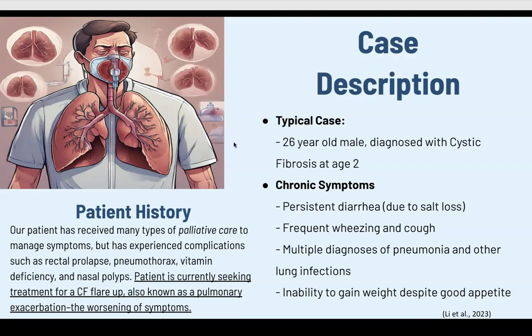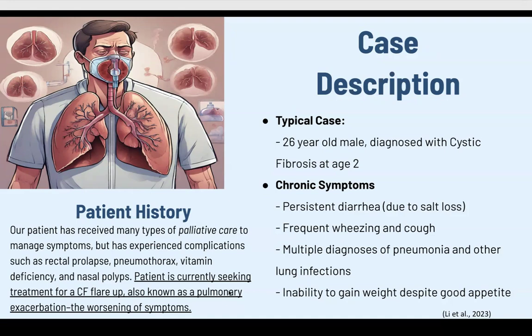So, a typical case, here is our man with cystic fibrosis. A 26-year-old male diagnosed with cystic fibrosis, or CF, at the age of 2. He has been experiencing some chronic symptoms because this disease is chronic and genetic. So he has been experiencing persistent diarrhea due to salt loss in his body, frequent wheezing and cough. He's had multiple diagnoses of pneumonia and other lung infections, and he's also had the inability to gain weight despite having a good appetite, which we'll go over a little bit later.